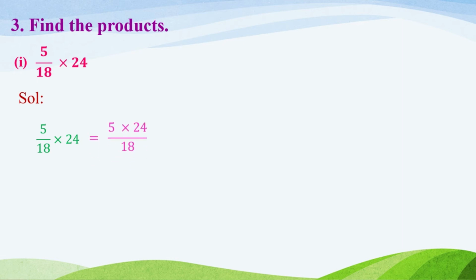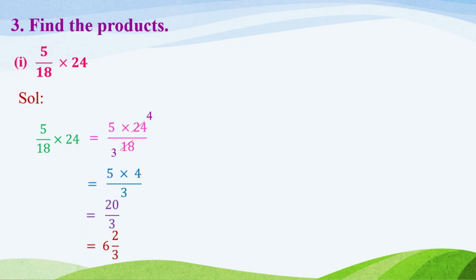It can be written as 5 into 24 divided by 18. Now cancel the common factor, 18 and 24. Take the 6 table. 3 6s are 18. 4 6s are 24. So which is equal to remaining 5 into 4 divided by 3. Now multiply the values. 5 4s are 20 by 3. We get 20 by 3.